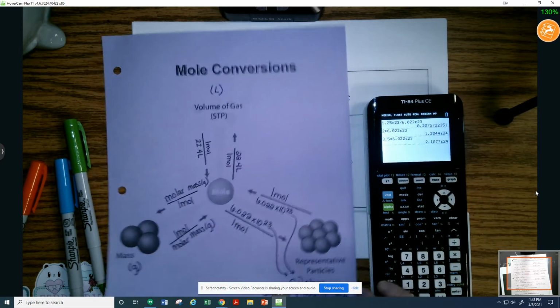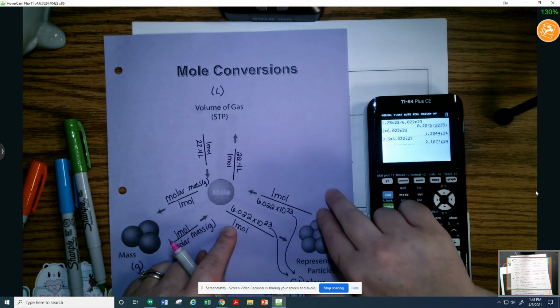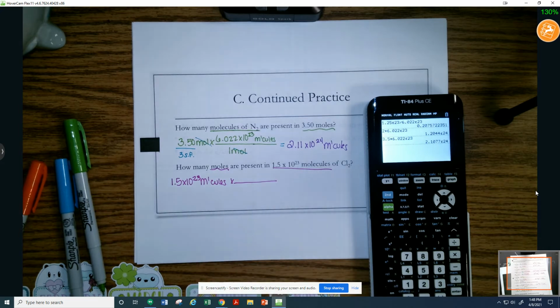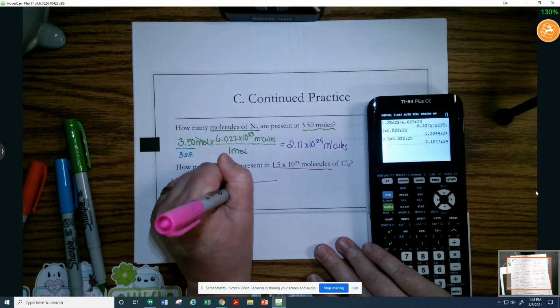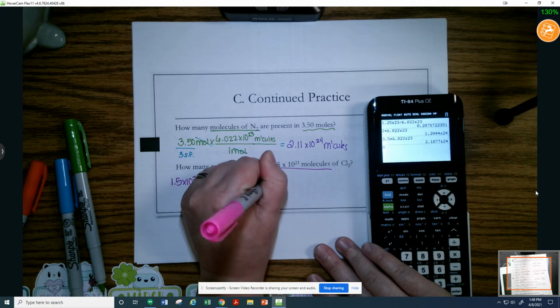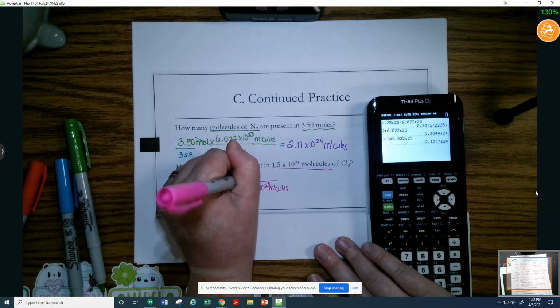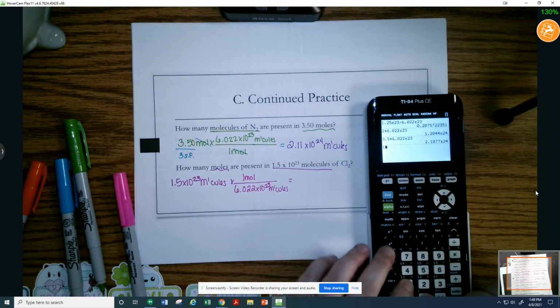So the only thing that we've worked with so far is this leg of the map. So it's just inverse of each other. It just depends on what direction you're going. Because we are starting with molecules, molecules must go in the denominator to cancel. Molecules pairs up with Avogadro's constant, so 6.022 times 10 to the 23rd. That's equivalent to 1 mole.